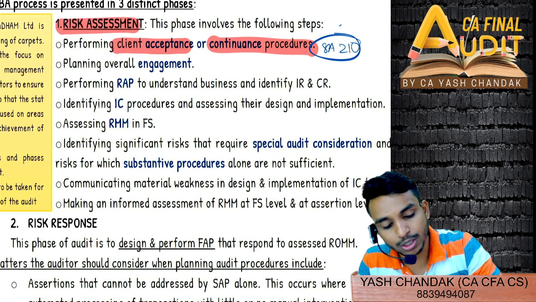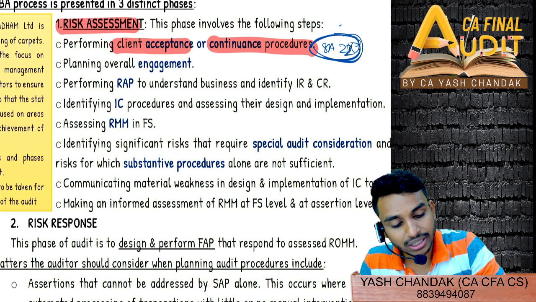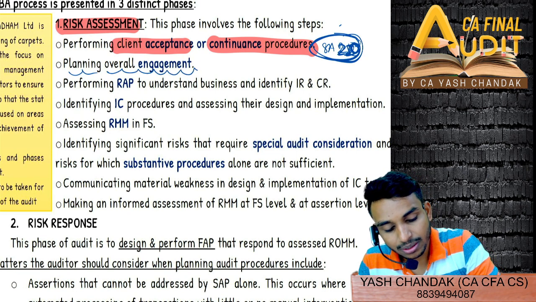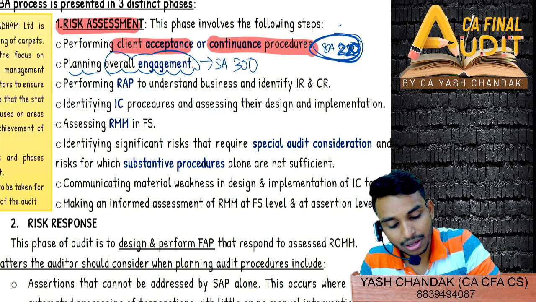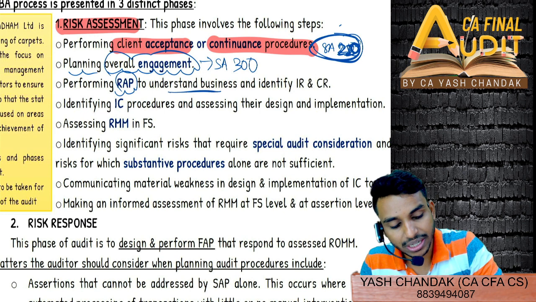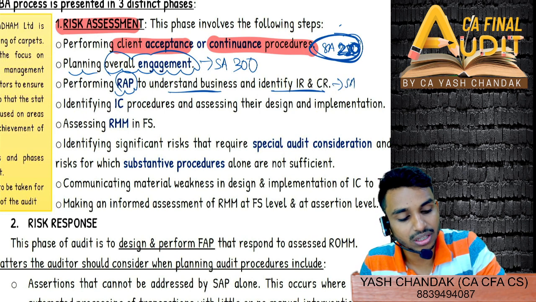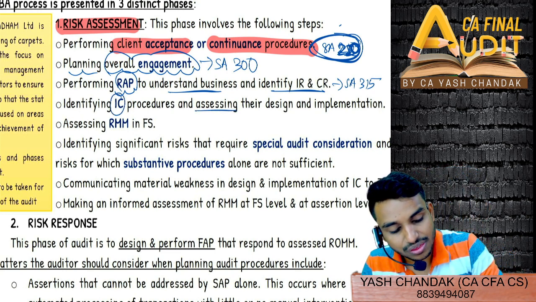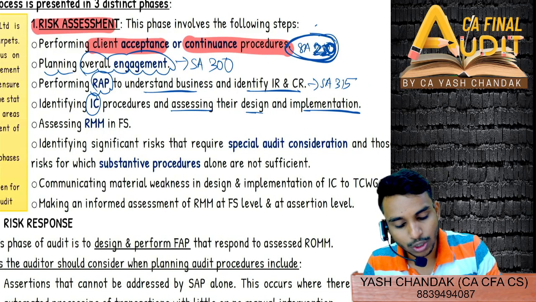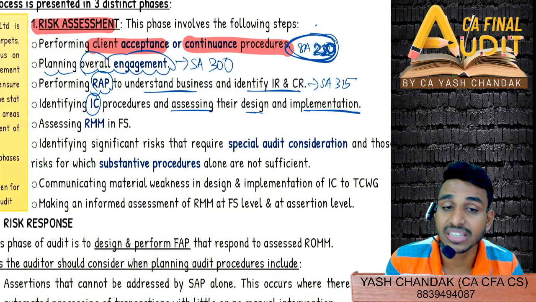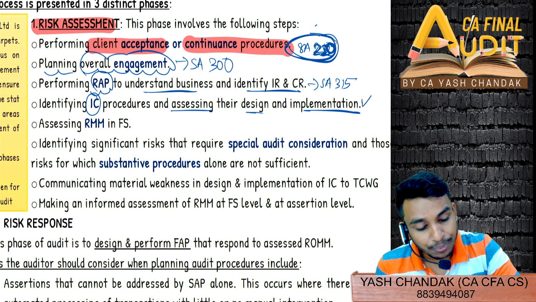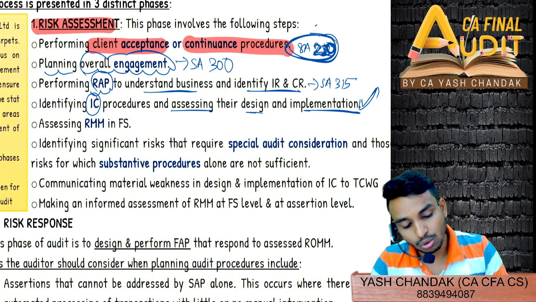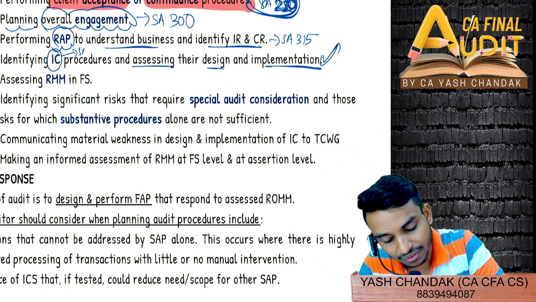So first of all, in the risk assessment you will perform what? SA 220 procedure, right? Then you will plan the overall engagement, SA 300. Then you will perform RAP to understand the business and identify the inherent risk and control risk, SA 315. Then identify the internal control procedures and assess their design and implementation. You have to check whether they are adequate and whether they have been implemented or not. That means both operating effectiveness as well as design. Again, you can relate this to SA 315 only.